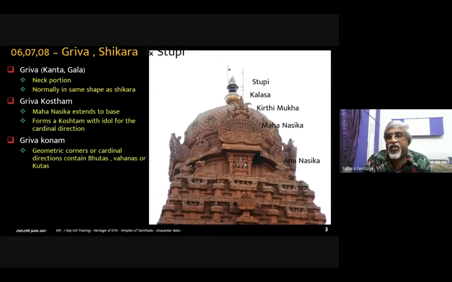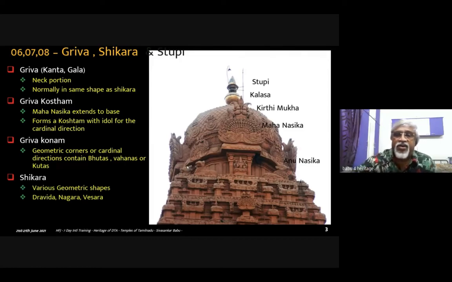The second is Griva Konam. Konam means corner. So there is a flat surface available here, and there is a gap in this corner. In this gap, normally the Vahana related to the particular main deity will be there. If it is Shiva, it will be Nandi, or if it is a Muruga temple, there will be a Peacock, and if it's a Ganesha temple, we may have a Mushika. This is Griva Konam, the corner.